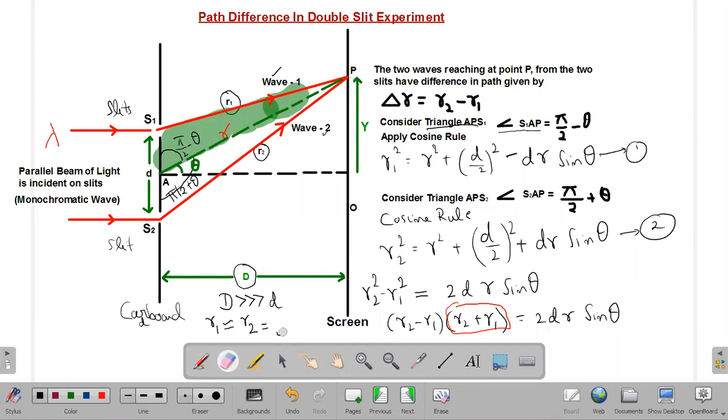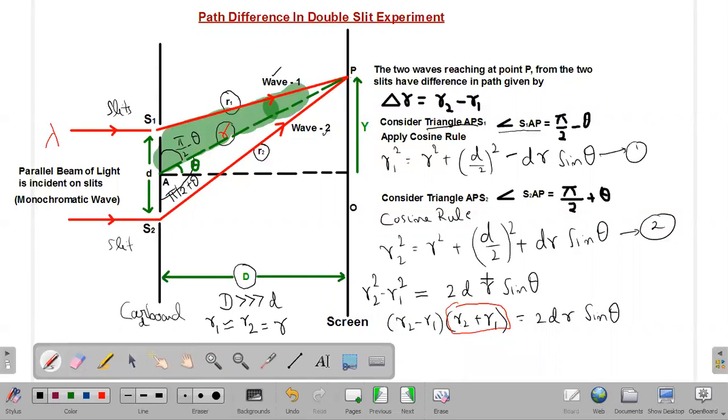This was a mistake from my side: R1 and R2 are not equal to capital D. Right now I will consider R1 and R2 equal to this small r. Then R2 plus R1 will be replaced by twice r under the approximation. So I can use R2 plus R1 as 2 times small r. And then we have R2 minus R1 times 2r equals 2dr sine theta. Now this 2r and 2r I can cancel out, and I obtain R2 minus R1 as d sine theta.